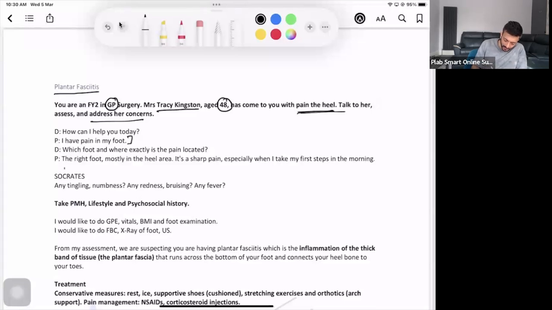So what I'm going to do is my Socrates. Let's do the full Socrates first: see the character of the pain, what makes it better, what makes it worse. All those things I need to know. Patient said mostly it is in the heel area.